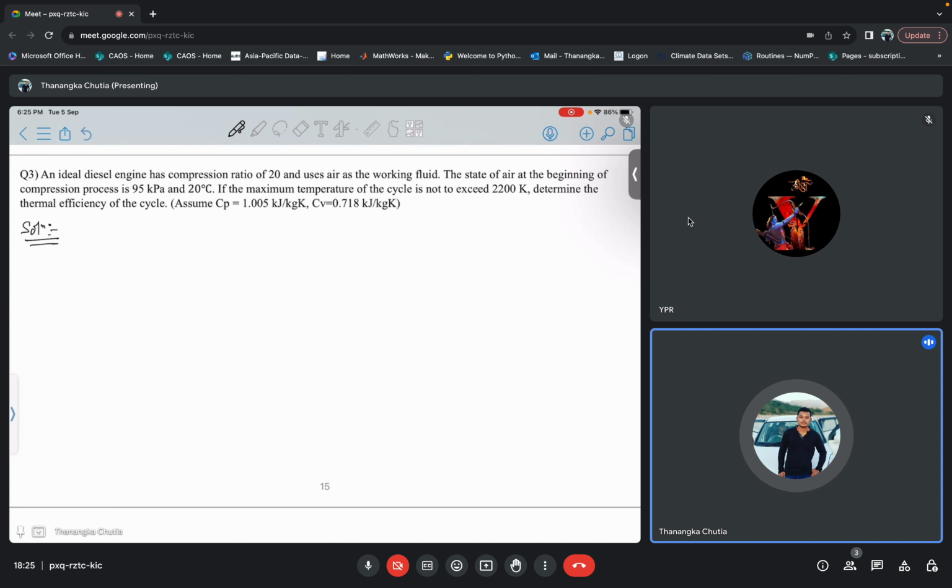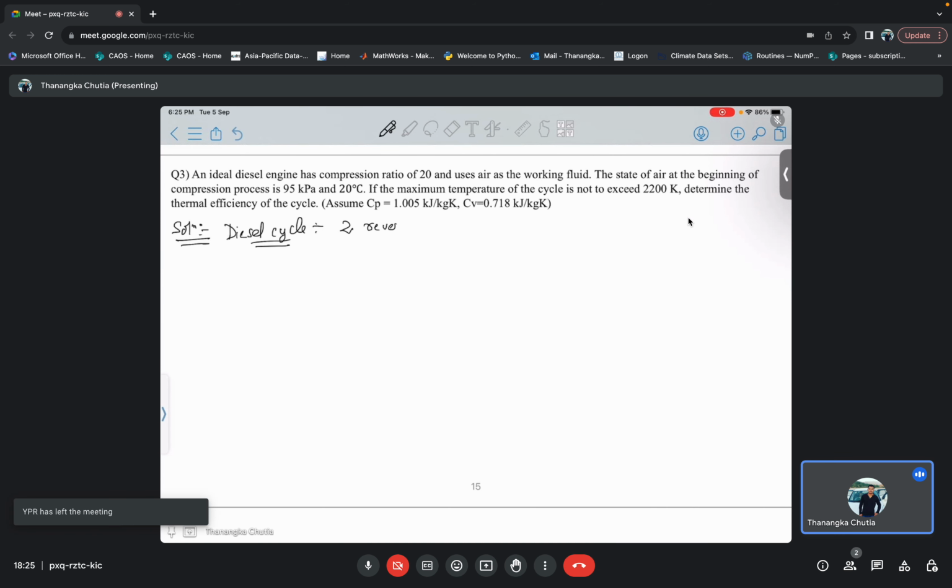Okay, so once again we have to derive the thermal efficiency of the cycle, but this time our cycle given is a diesel cycle. Okay, so diesel cycle, what are the different processes? So two reversible adiabatic compression or expansion processes are there, and then one constant pressure heat addition.